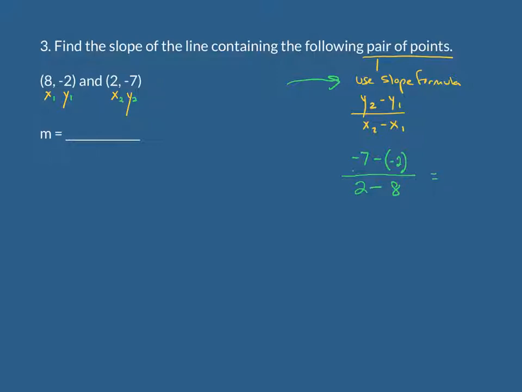So up top, we've got -7. Anytime you subtract a negative, so -7 minus a negative 2 is really -7 plus 2. And then on bottom, 2 minus 8. So you might not necessarily do that step there, but just to show the thinking between steps. -7 plus 2 is -5. 2 minus 8 is -6. Anytime you've got a negative over a negative, that's just positive.